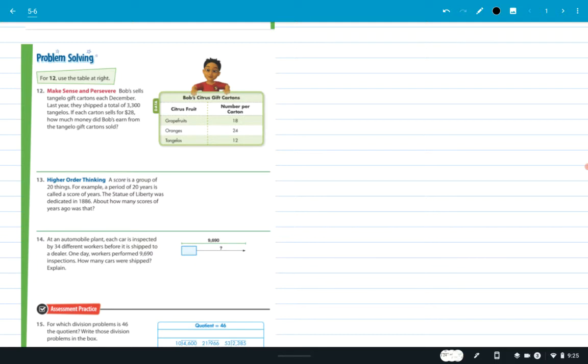Now, look at this data chart. It says the number of grapefruits per carton, oranges per carton, and there's Tangelos per carton. Is that information important? I heard a yes. Okay, so let's go back and look at the question. If each carton sells for $28, how much money did Bob's earn from the Tangelo gift cartons sold? Because it tells you how many they shipped.